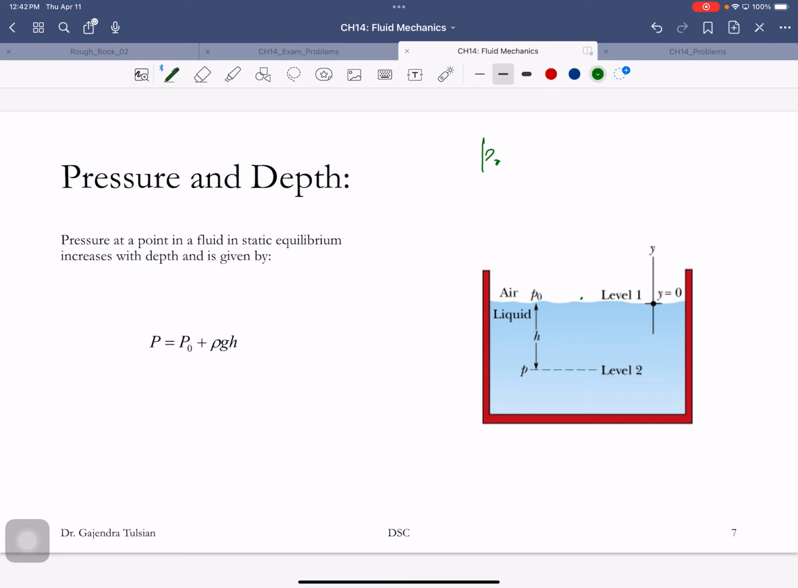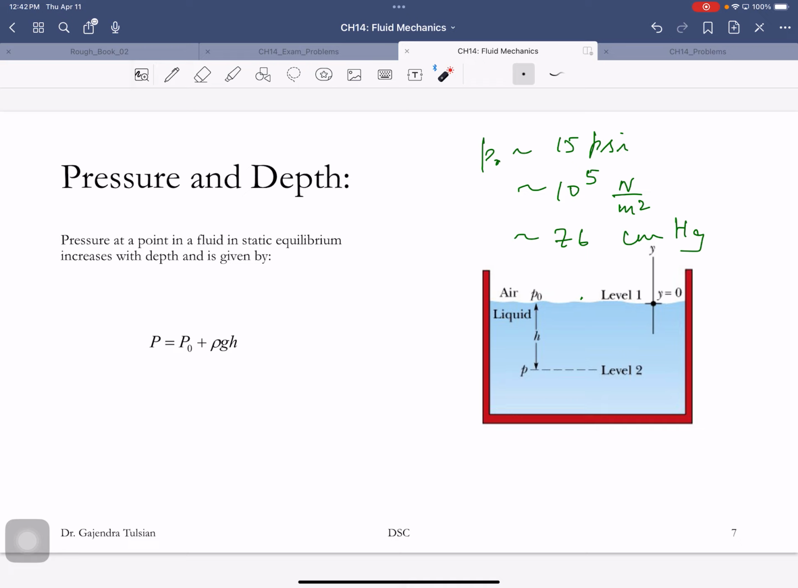You guys remember? P naught is 15 psi, 15 pounds per square inch. In pascals, it's 10 to the power 5 newtons per meter squared, and so on. And in chemistry, you talk about 76 centimeters of mercury. So this is the unit we'll use most of the time. That's atmospheric pressure.